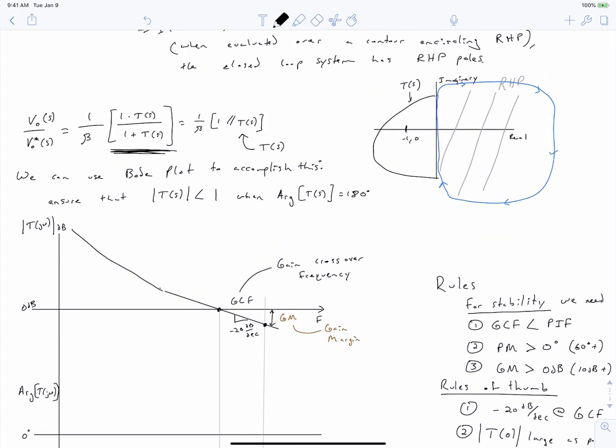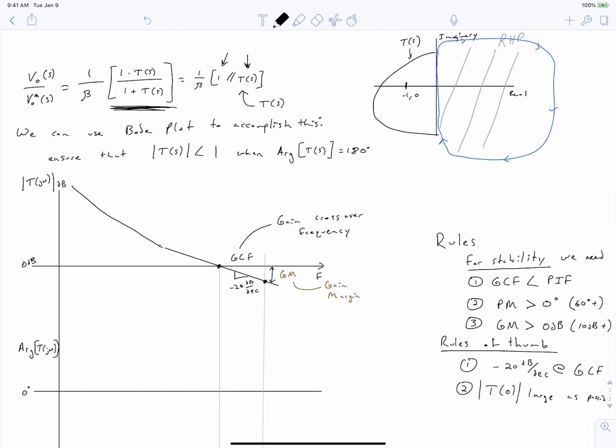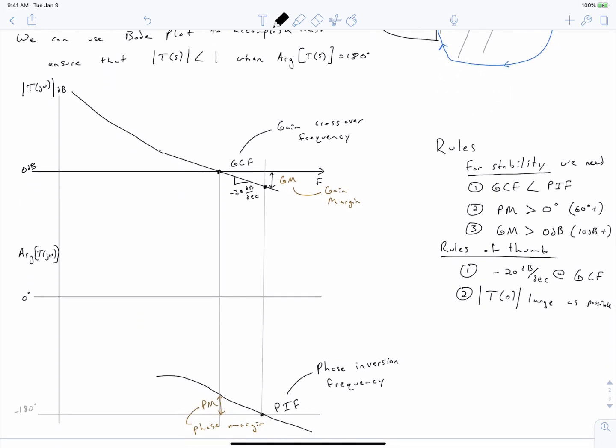We can motivate this through our discussion here of T appearing in parallel with unity, where we'd prefer to have V out over V out star just be 1 over beta. That means that in any operating region, we want T of S to actually be as large as possible so that we are left with strictly the unity transfer function. So we want the low frequency regime to be large. And we want the high frequency regime, we want T to be very small.